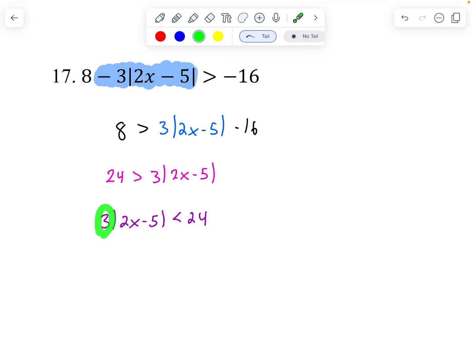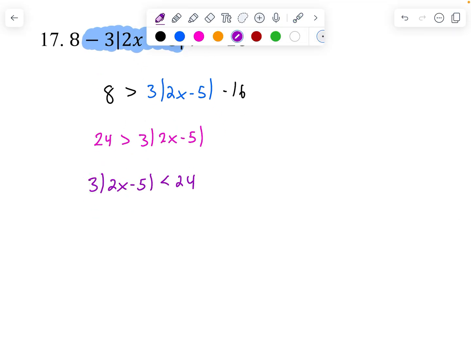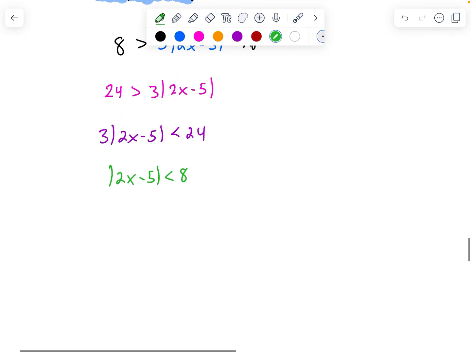We do have to get rid of this 3. So divide by 3. And now this looks like the other problems we've done. So our distance has to be less than 8. So 2x minus 5 is less than 8 to the right is what that means. Or it has to be greater than negative 8 to the left on a number line.